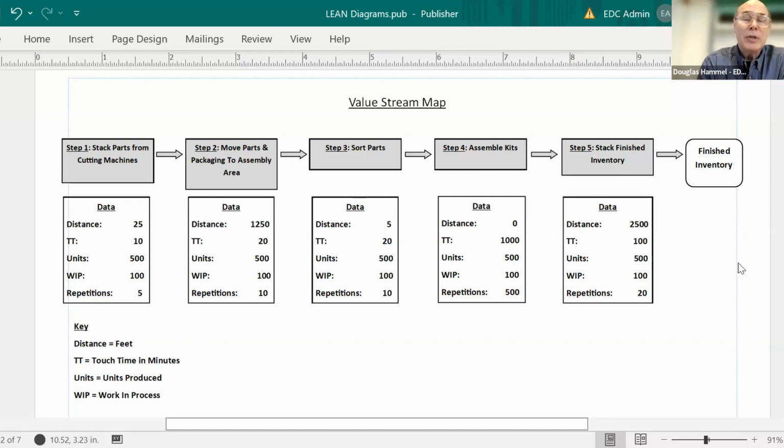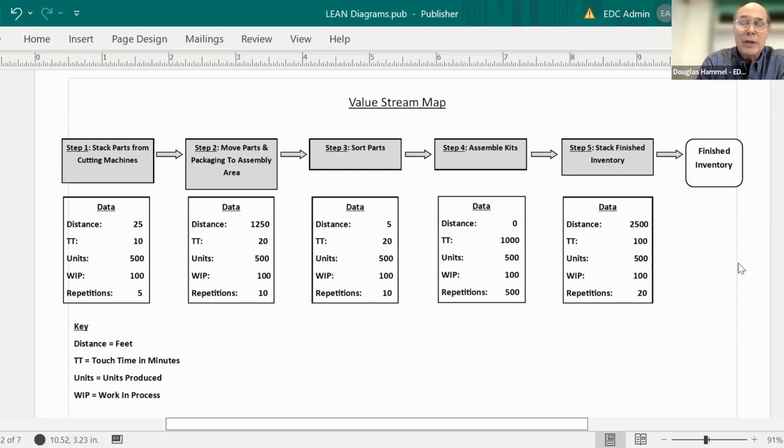Then we move on to step 2, move parts and packaging to assembly area. And you see there's quite a lot of distance here. There's 1,250 feet. There's 20 minutes worth of touching those parts. We still have 500 units. The work in process is still about 100, but repetitions, we have 10 repetitions of moving parts and packaging to the assembly area. And by the way, interrupt me if you have any questions.